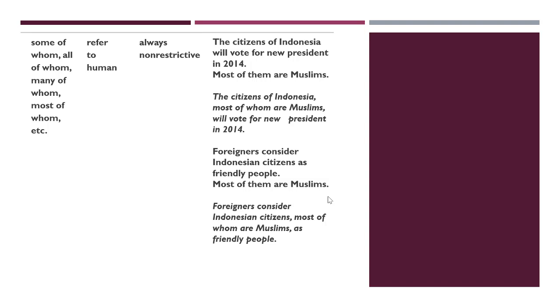In the next example, foreigners consider Indonesian citizens as friendly people. Most of them are Muslims. There are two sentences that can be combined into only one complex sentence by using most of whom as relative pronoun. Foreigners consider Indonesian citizens, most of whom are Muslims, as friendly people. Again, most of whom functions as only non-restrictive. And most of whom cannot be dropped because it functions as both relative pronoun and the subject of the adjective clause.